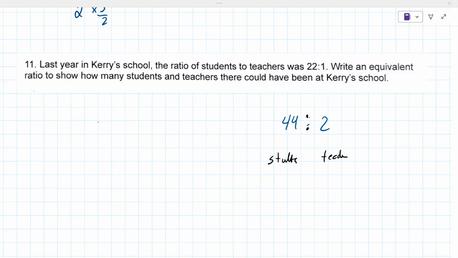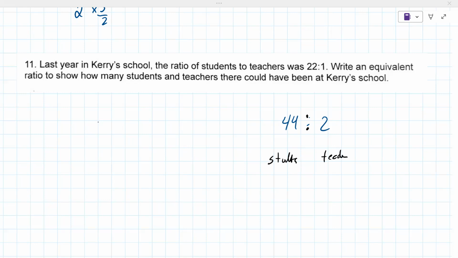Okay. So number 12. What is the ratio of salamander? 5 to 8. Is that okay? I mean, is that clear? Yeah, it's fine. All right.